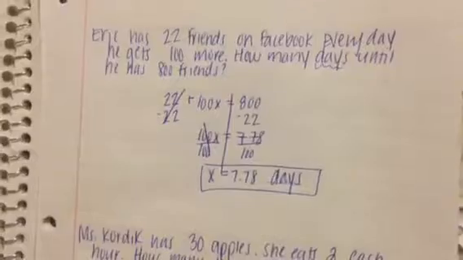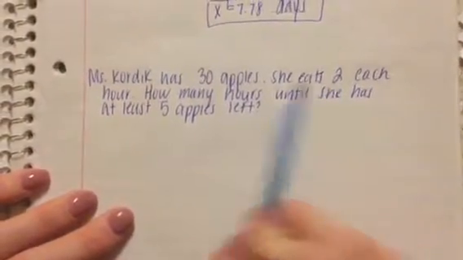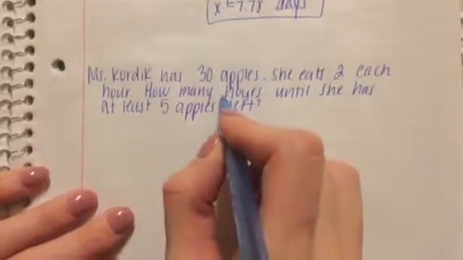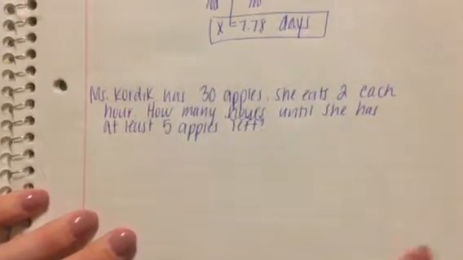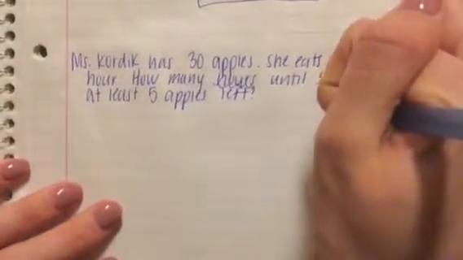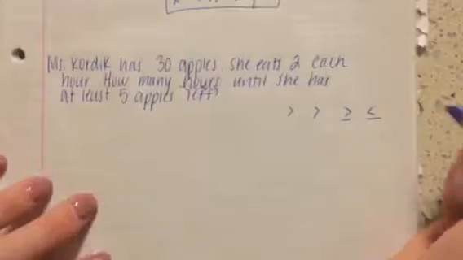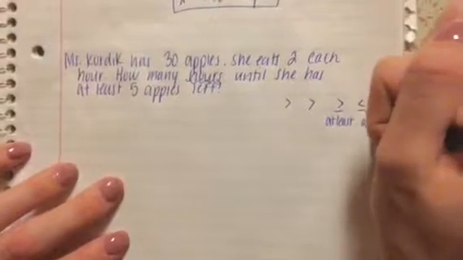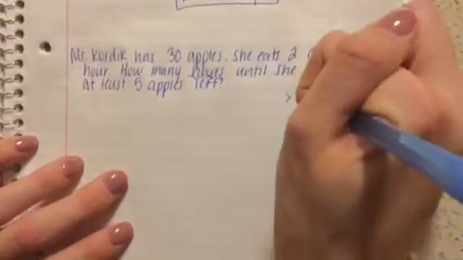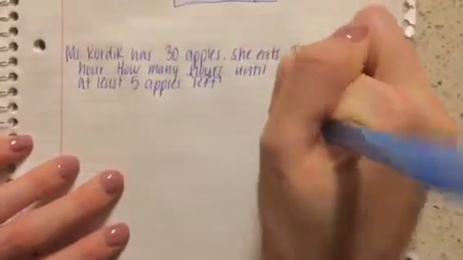Let's look at what an inequality would look like. It says Miss Kordick has 30 apples. She eats 2 each hour. I want to know how many hours until she has at least 5 apples left. So remember, the difference with an inequality are my inequality signs. And we know that my inequality signs are at least, at most, less than, or more than.